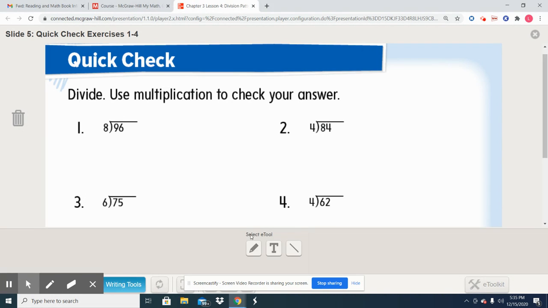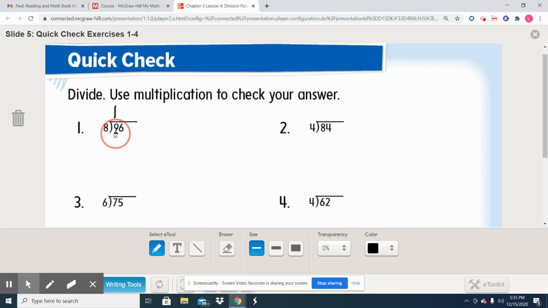So, how many times does 8 go into 9? 1 time. So you have 8 times 1 is 8. Nine minus 8 is 1. We're going to bring down the 6.